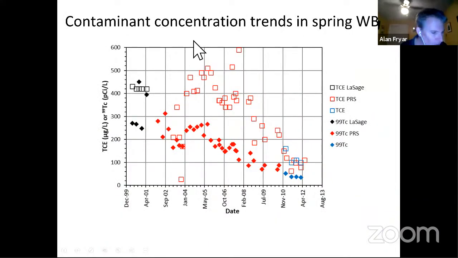And then finally, and this is my last slide, this is the trend in squares for the TCE from 3 different studies and in diamonds for the technetium over time. And you can see the concentrations dropped off. And that's because the contaminated groundwater was being pumped out. So they didn't get all of the contamination, but much of the contamination was removed before it got to the springs.